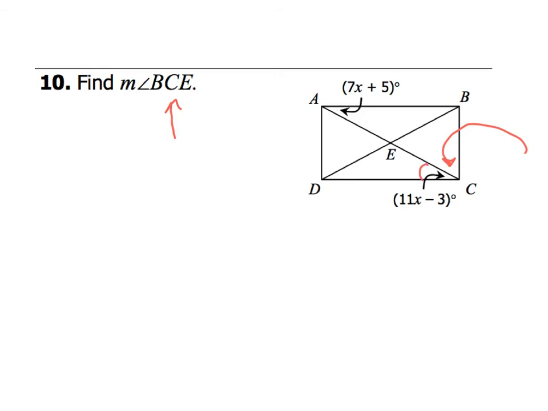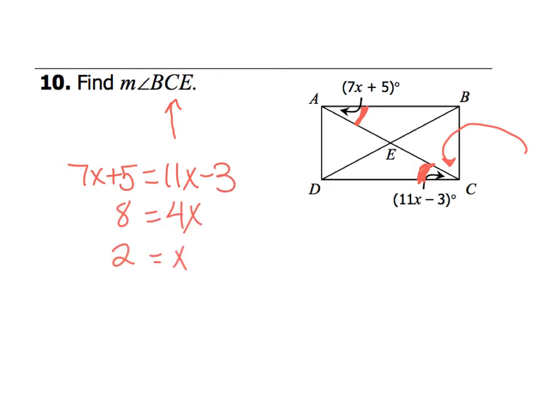We know that alternate interior angles are congruent. So this angle right here is going to be congruent to this angle here. So we're going to go ahead and set that equal to each other, push pause, put your algebra to work, and then come back.